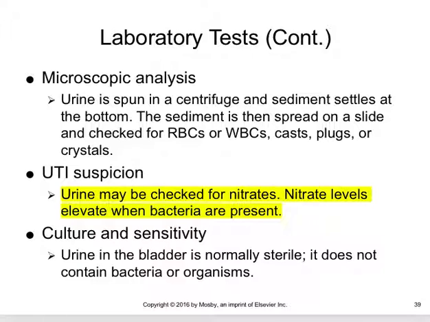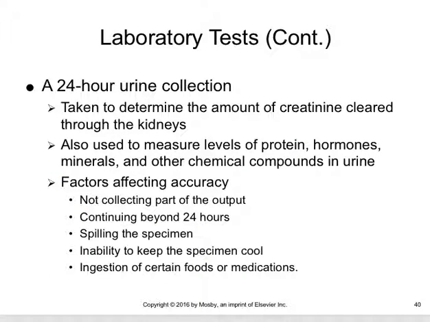So if a patient is positive for nitrates, it's often assumed that they have a UTI, and then we send a culture and sensitivity. Why do we do that? Because we've learned we need to know what kind of bacteria is growing and what kind of meds will kill it. We don't want to do these broad spectrum antibiotics. Sometimes we actually will collect for a whole 24 hours to give us how much urine is in 24 hours instead of just a one-time thing.